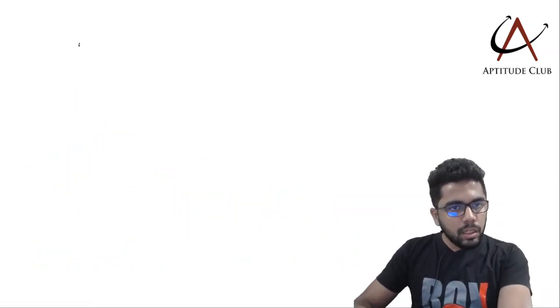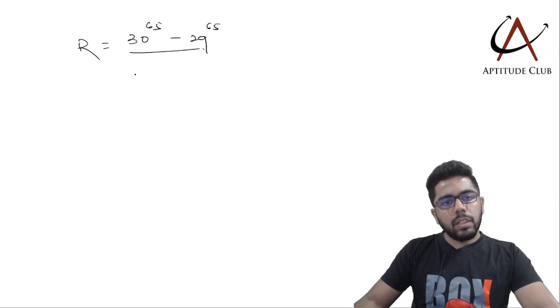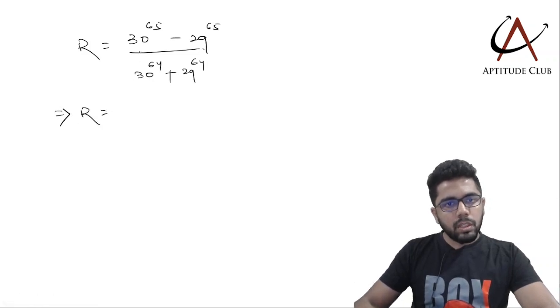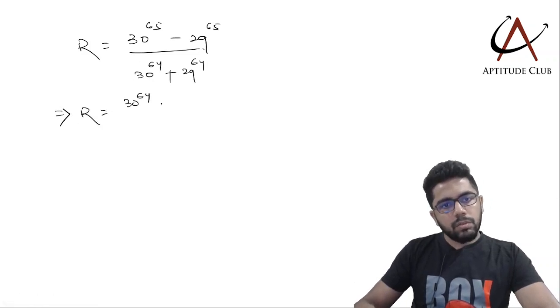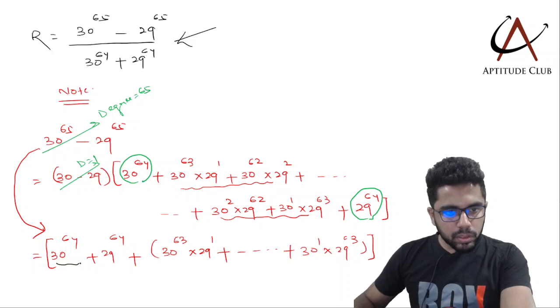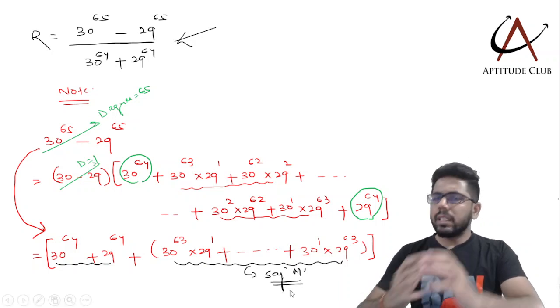So R is 30 to the power 65 minus 29 to the power 65 divided by 30 to the power 64 plus 29 to the power 64. We got the numerator as 30 to the power 64 plus 29 to the power 64, plus the rest of these terms. Let us say, let it be m, the rest of the terms.